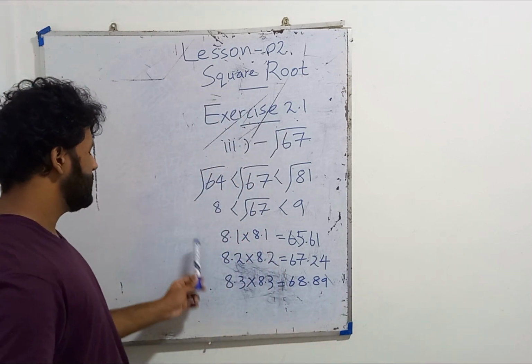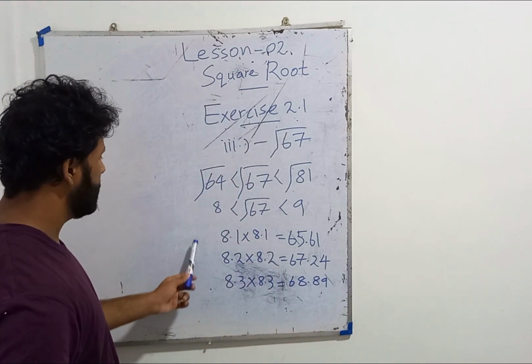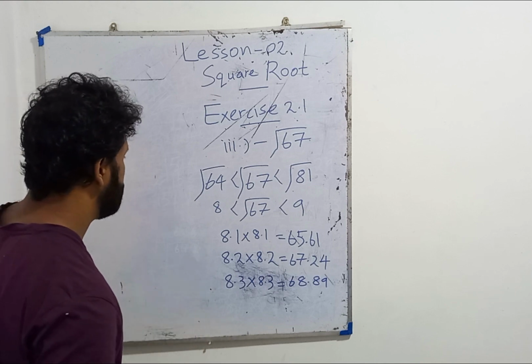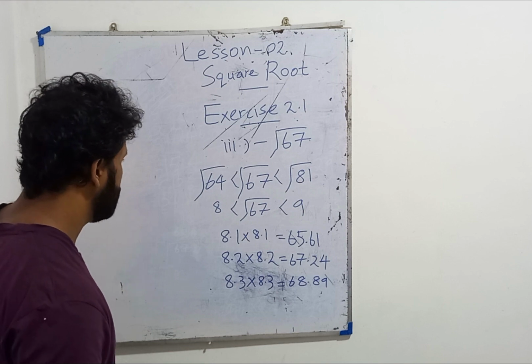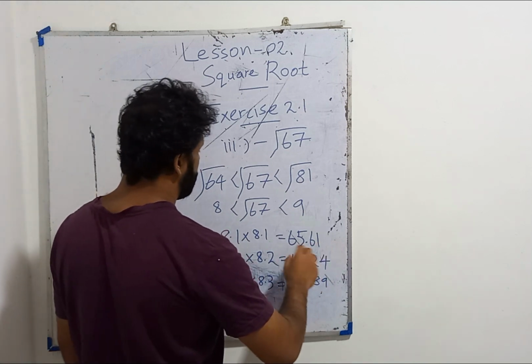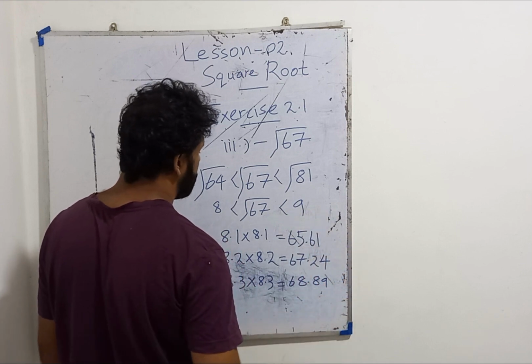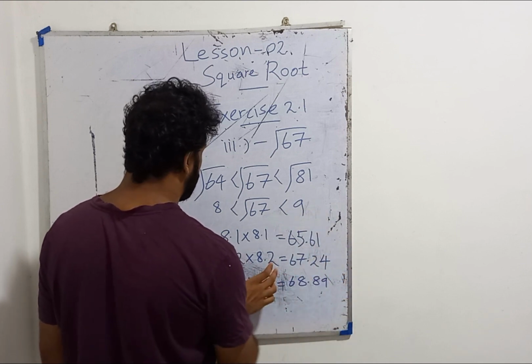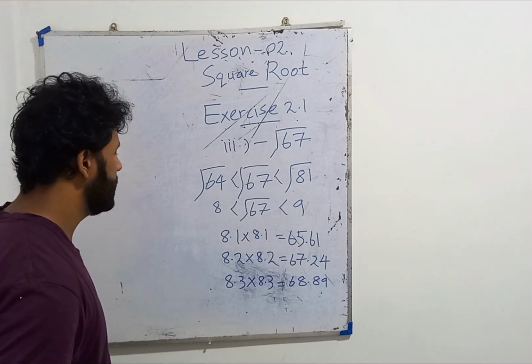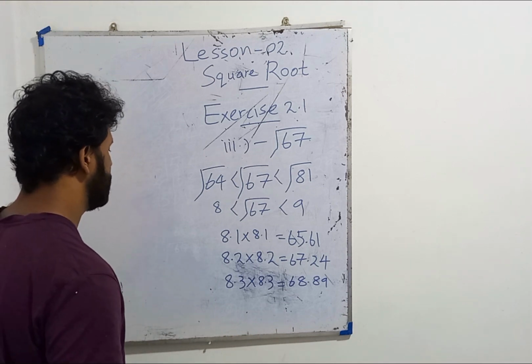Okay. Simply you can see, you don't have to consider 65 because 66 is there. Then 67.24, 8.2 is going to be the answer. Completely simple, huh?